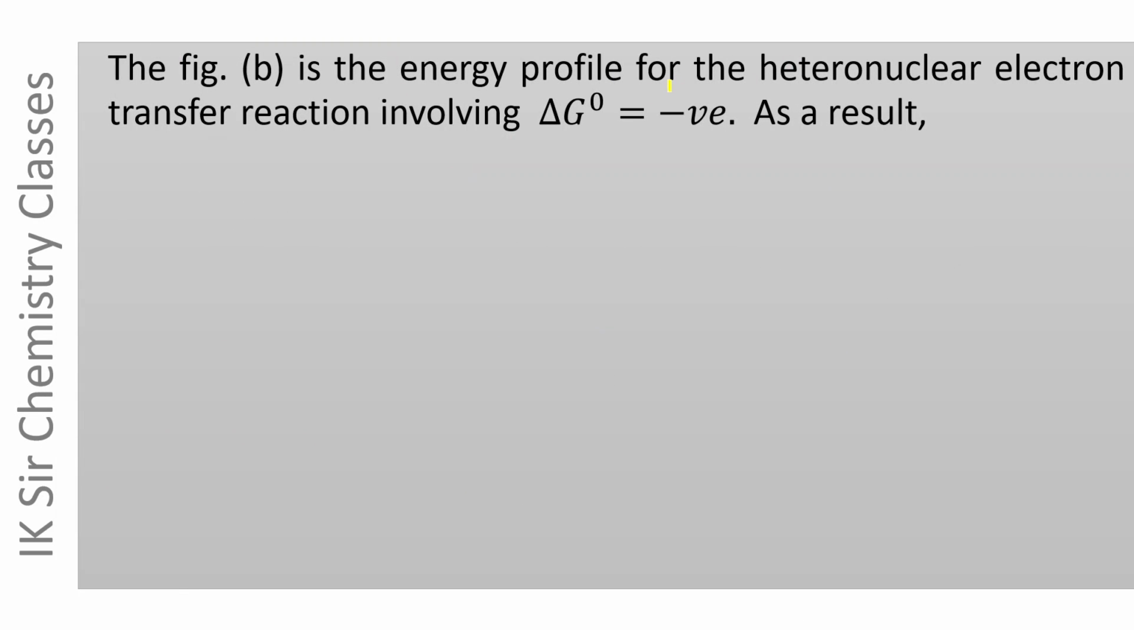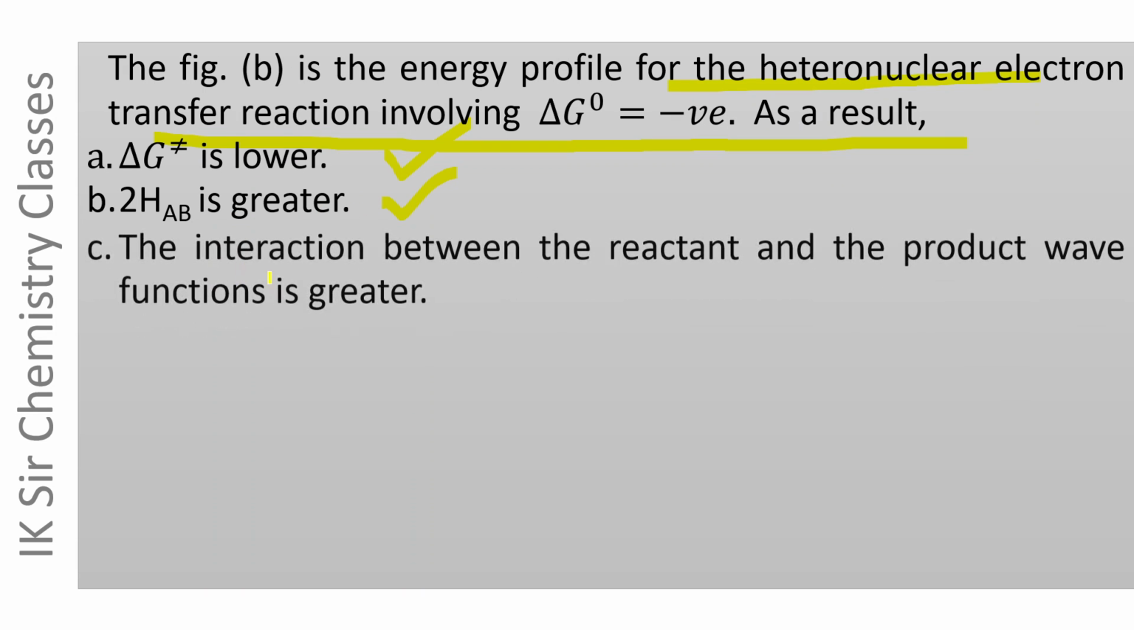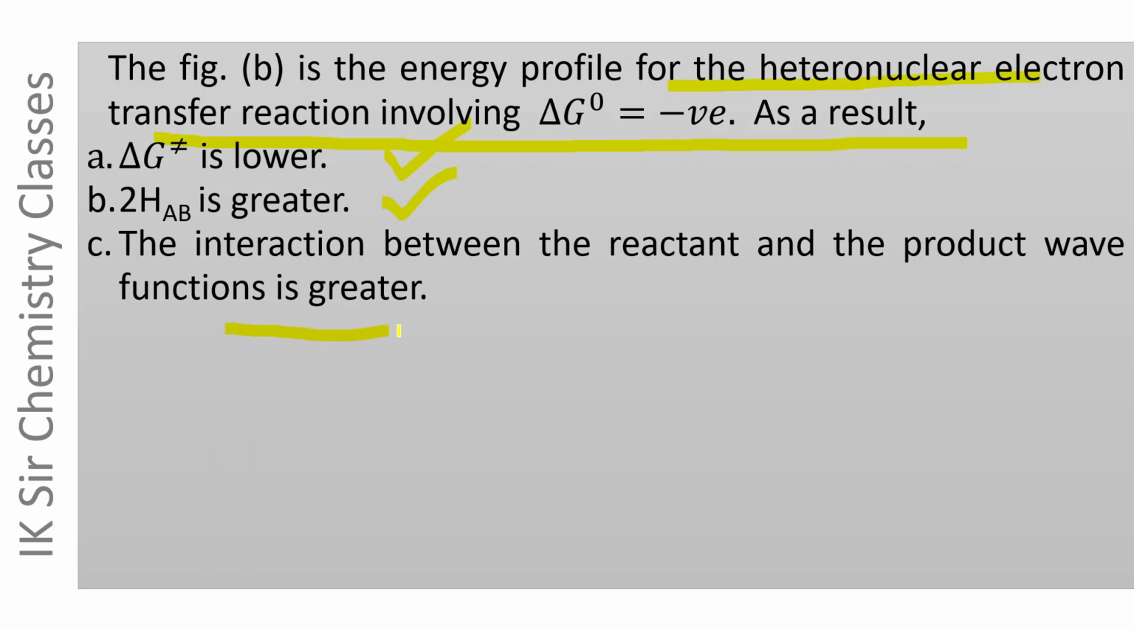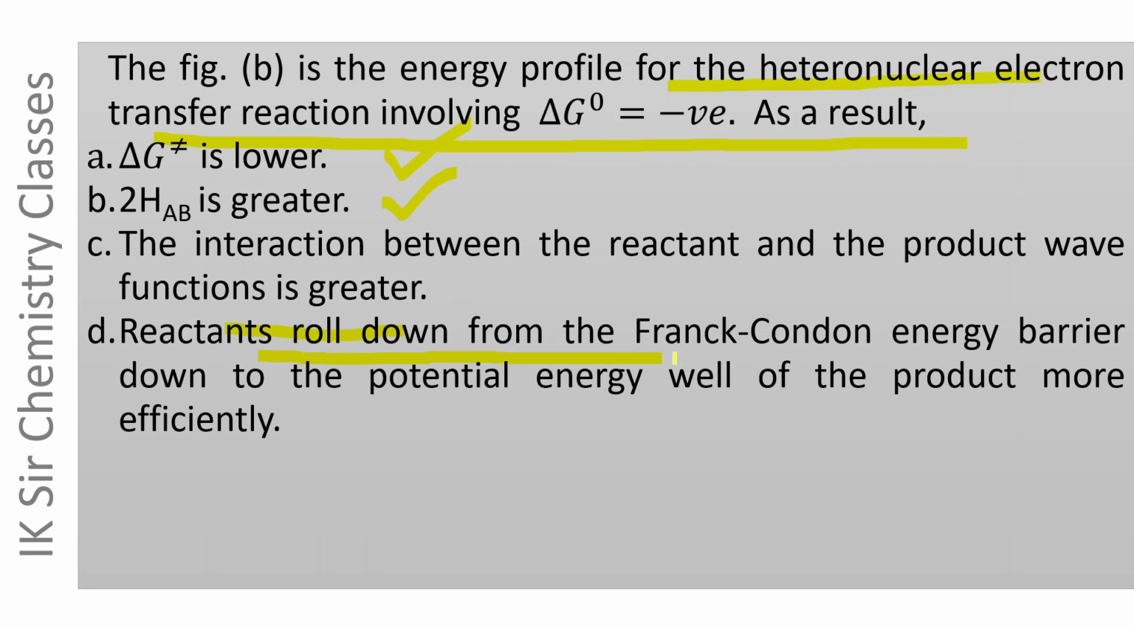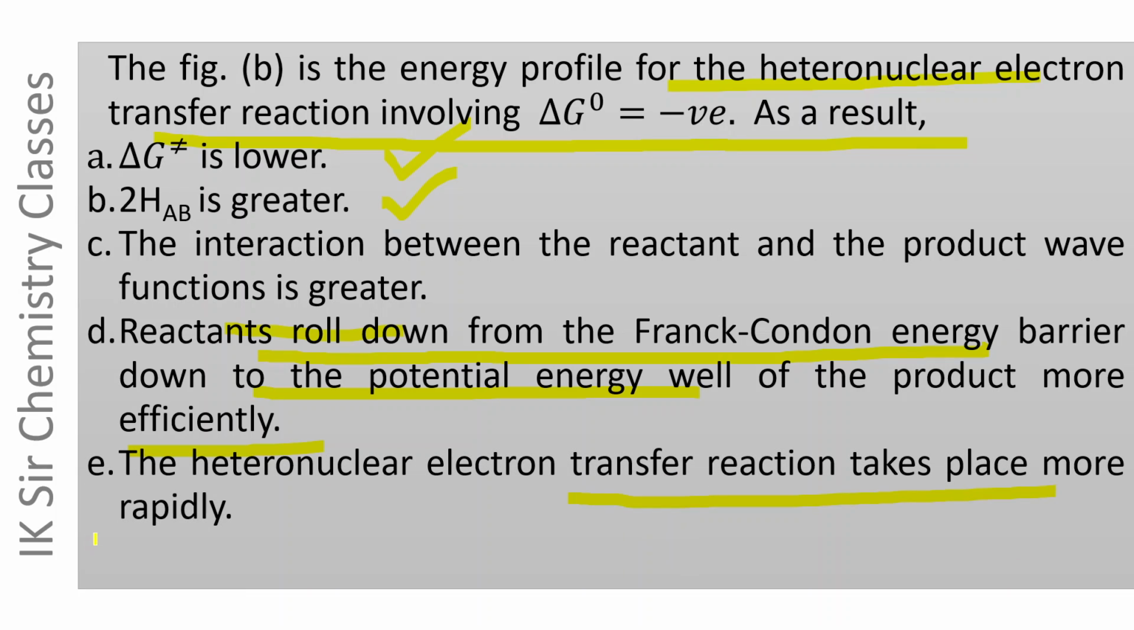Figure B is the energy profile for the heteronuclear electron transfer reaction involving delta G is equal to negative. As a result, delta GH is lower. 2HAB is greater. The interaction between reactants and product wave function is greater. The reactants roll down from Franck-Condon energy barrier B to the potential energy well of the product C more efficiently, and heteronuclear electron transfer reaction takes place more rapidly than electron self-exchange reaction. This is due to greater mixing of potential energy curves of reactants and products, greater the value of 2HAB, smaller delta GH, and greater the rate of reaction.